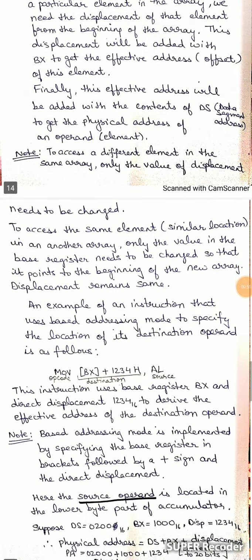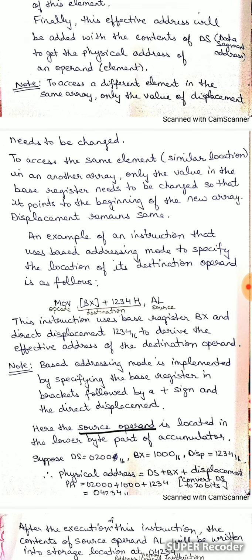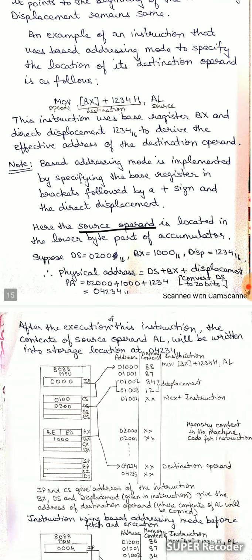As you can see in the instruction, MOV [BX plus 1234], AL. After the execution of this instruction, the byte of data from AL will be copied into the physical address whose offset is given by BX plus 1234. You can see the physical address being calculated below. The contents of segment base address, that is DS register, is being added to the BX register and the displacement 1234. First the contents of DS register will be converted to 20 bits and then it will be added to obtain the physical address 04234.